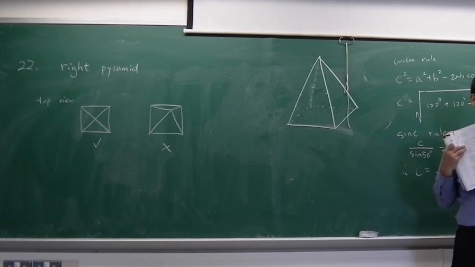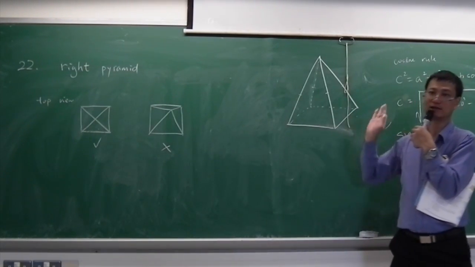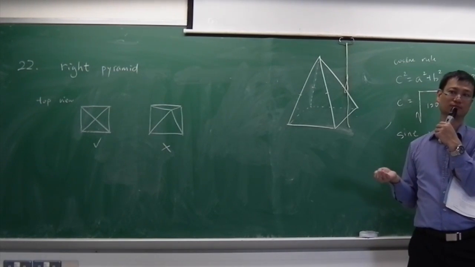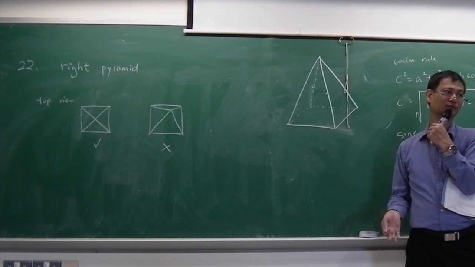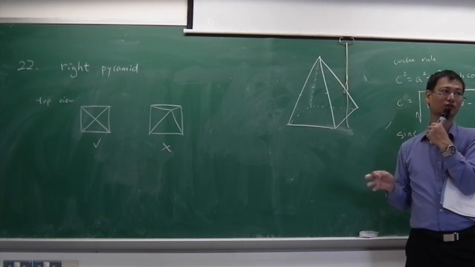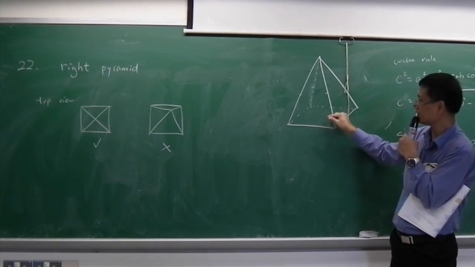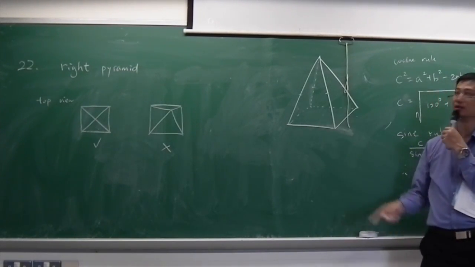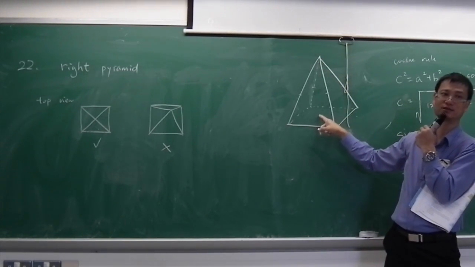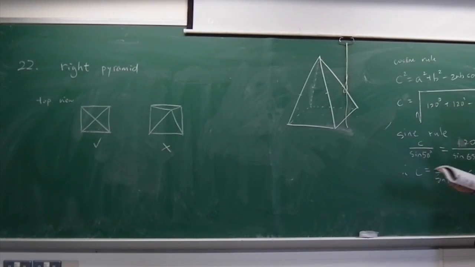And also, the vertex is directly above the center or the middle of the square at the base. Now, the height of it is 6 centimeter.